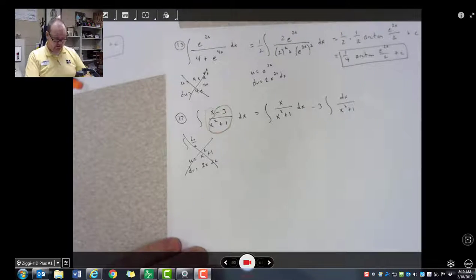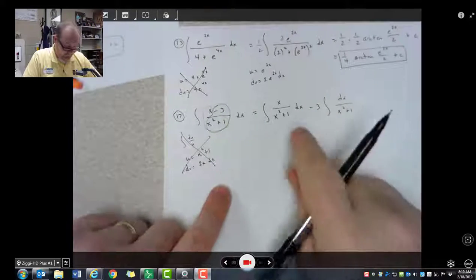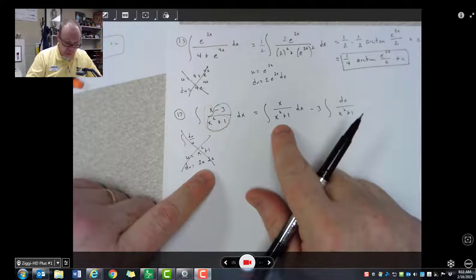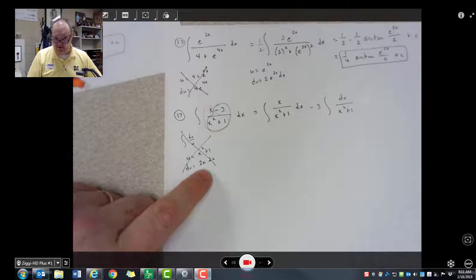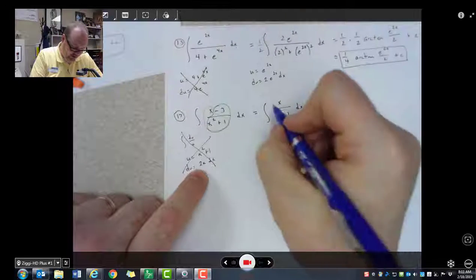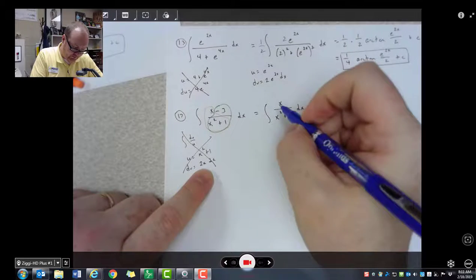Okay. So now let's see if we can integrate both pieces. Well, again, I kind of pursued this idea a while ago, and I think now it's going to work out for me. I've marked it out, but I'm going to use its result. If I let u be x squared plus 1, then the du is 2x.